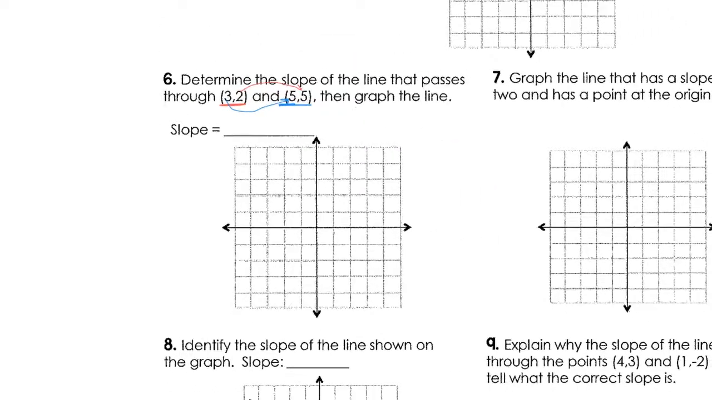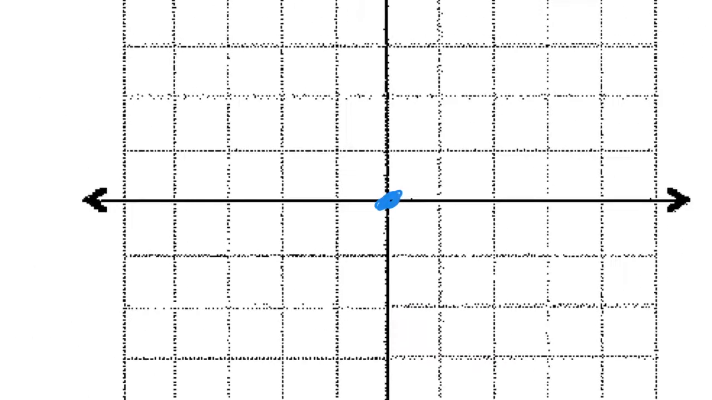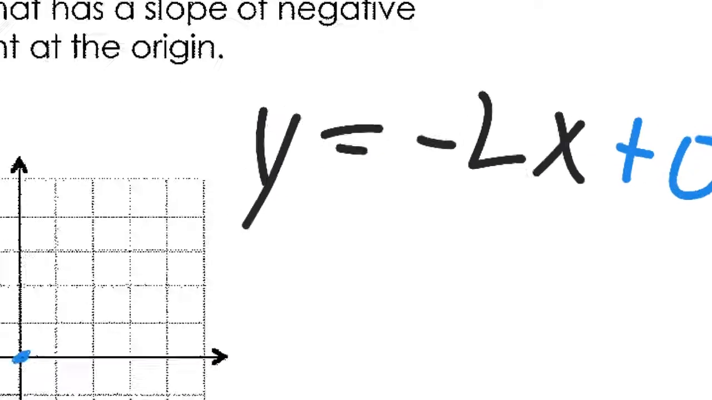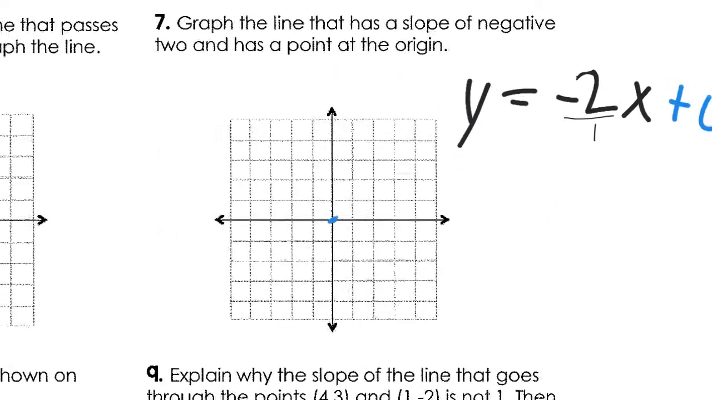Graph both points. Number 7 says graph the line that has a slope of -2 and a point at the origin. Meaning, you're going to start right here. That's your center point. In fact, I'm going to give you guys the equation because that might help you out. So you're essentially graphing y equals -2x. There's not a plus anything. That's like plus 0 is what that is. But this is your rise and your run. That -2 is. So I would make that 2 over 1. So meaning you're dropping down 2 and running 1 from that little blue dot there in the middle.